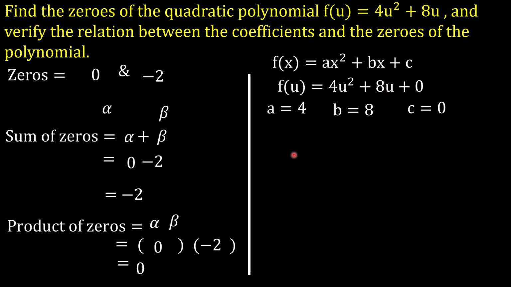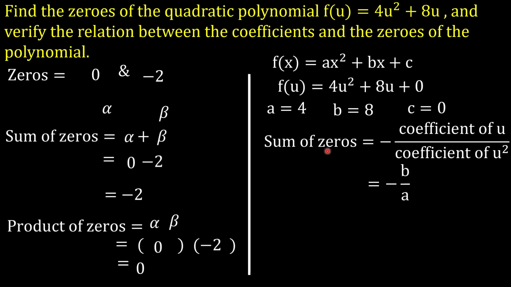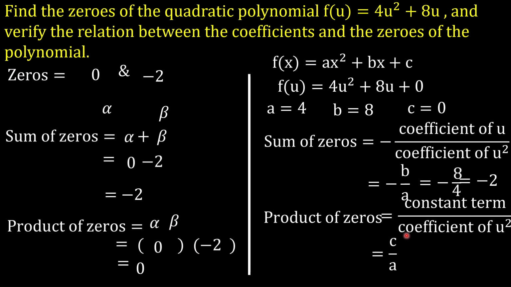Next, to find the sum of zeros, we use the formula -b/a. Substituting the b and a values, we get -8/4. Dividing by 4, we get -2. Next, we have to find the product of zeros. This formula is c/a. Substituting the values, we get 0/4 = 0.